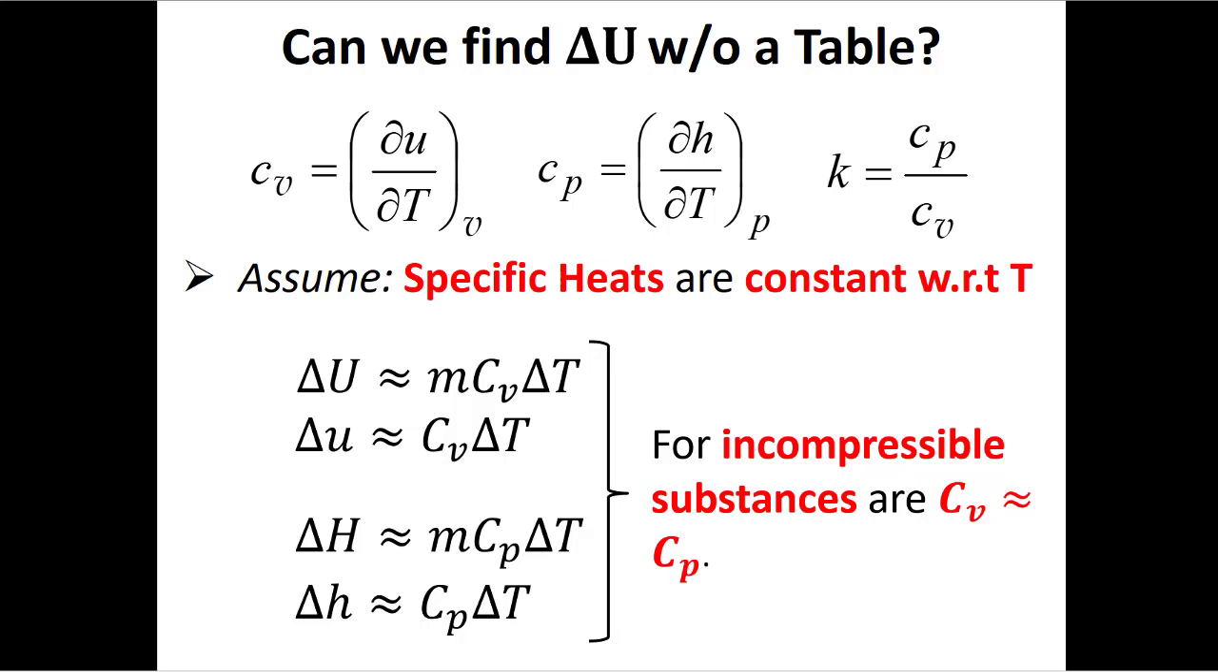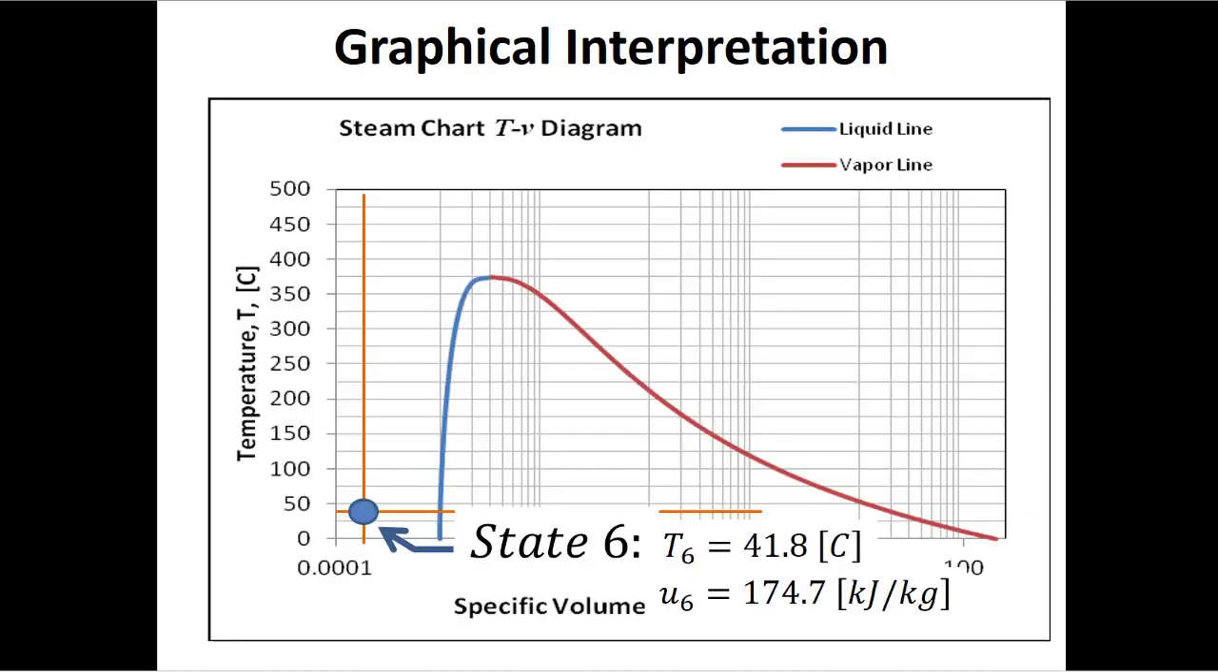So when we're talking about closed systems for liquids, if you looked it up on a table, sometimes it won't even have separate values for Cv and Cp. Sometimes there'll just be one value for a specific heat, because these tend to be approximately equal for subcooled liquids.